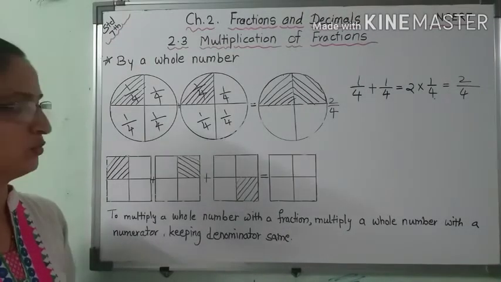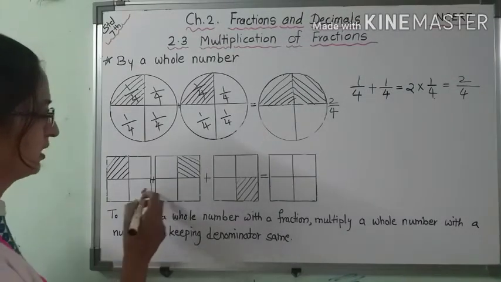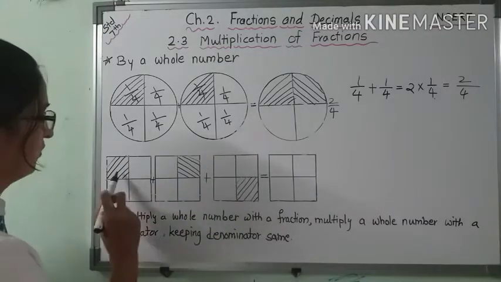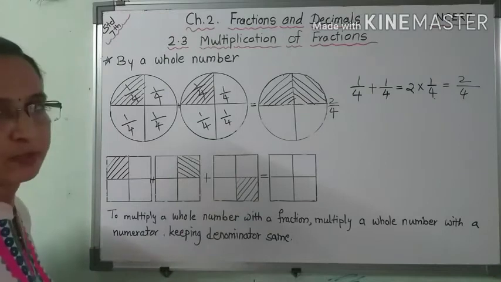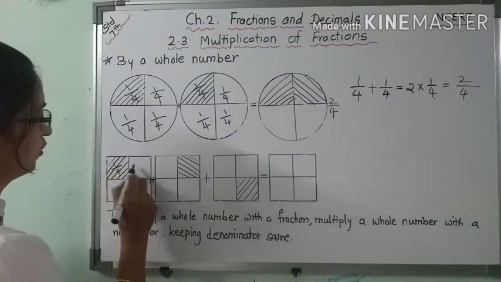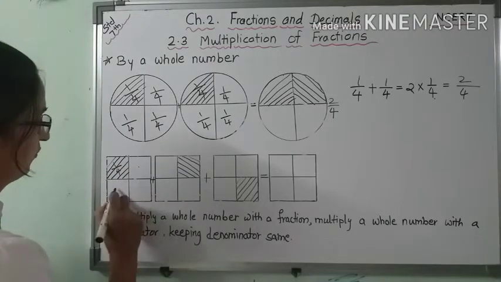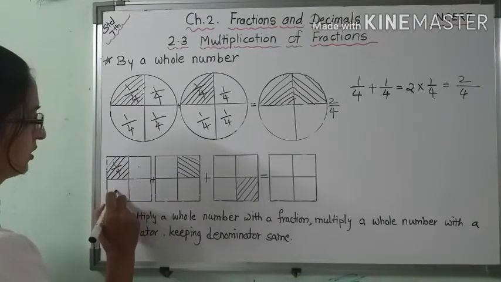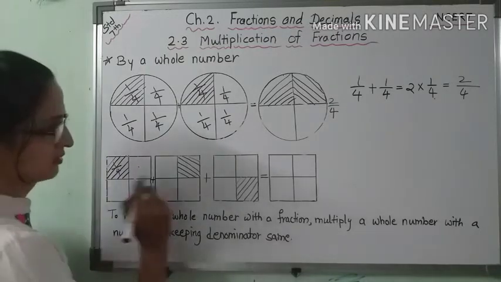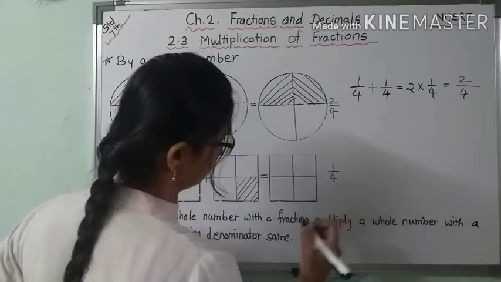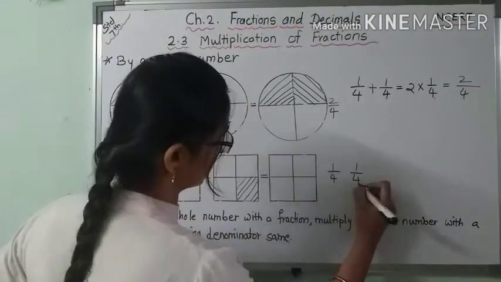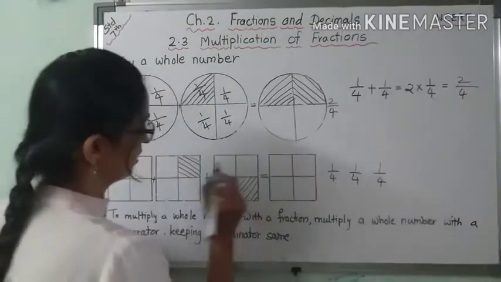Let us move to the next example. Here 3 squares are there. Now in each square one part is shaded. So this part represents 1 upon 4 because 4 total parts are there. 1, 2, 3, 4. Out of these 4 total parts, one part is shaded. So the shaded part is represented by this fraction, 1 upon 4. Here also the shaded part is 1 upon 4. Here also the shaded part is 1 upon 4.